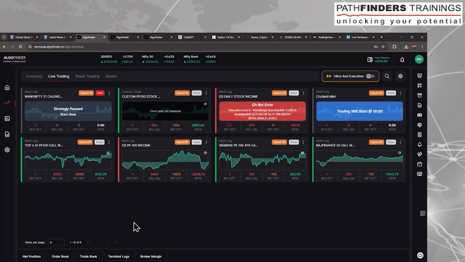Bajaj Finance giving me 7,600. Nifty 4 giving me 8,000. Siemens in positive now. This is minus 2. And look at custom P100 giving me a 2,900 rupees now.